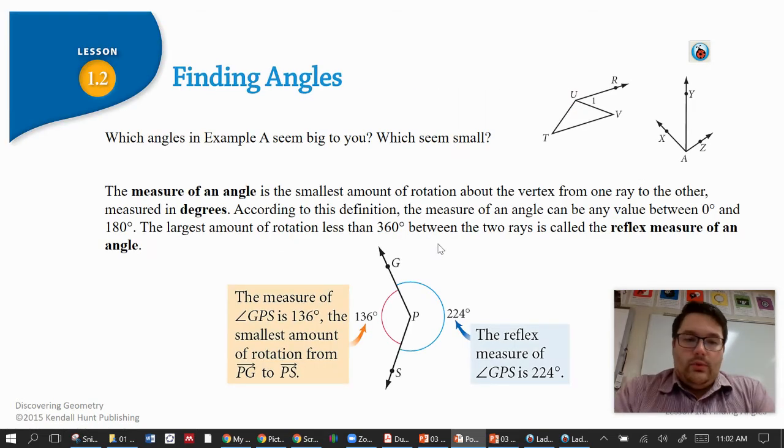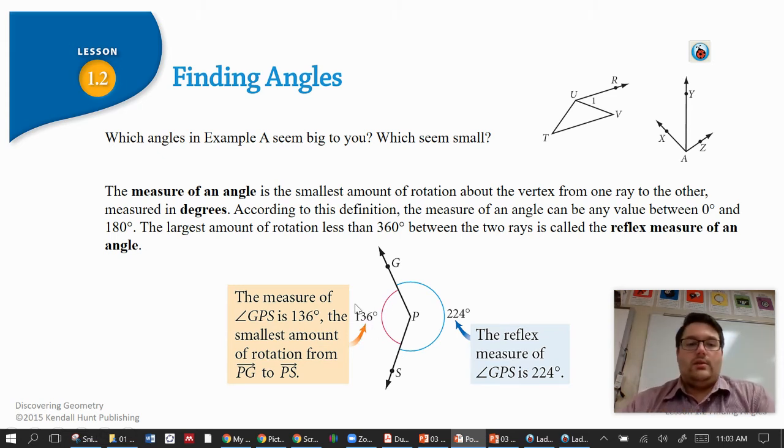Okay, next up, we've got the measure of an angle. The measure of an angle is where we'd actually get out our protractor and measure it in what we call degrees. The measure of an angle is the smallest amount of rotation from one ray to the other. You'll see here we've got this angle GPS, and its measure is 136 degrees.